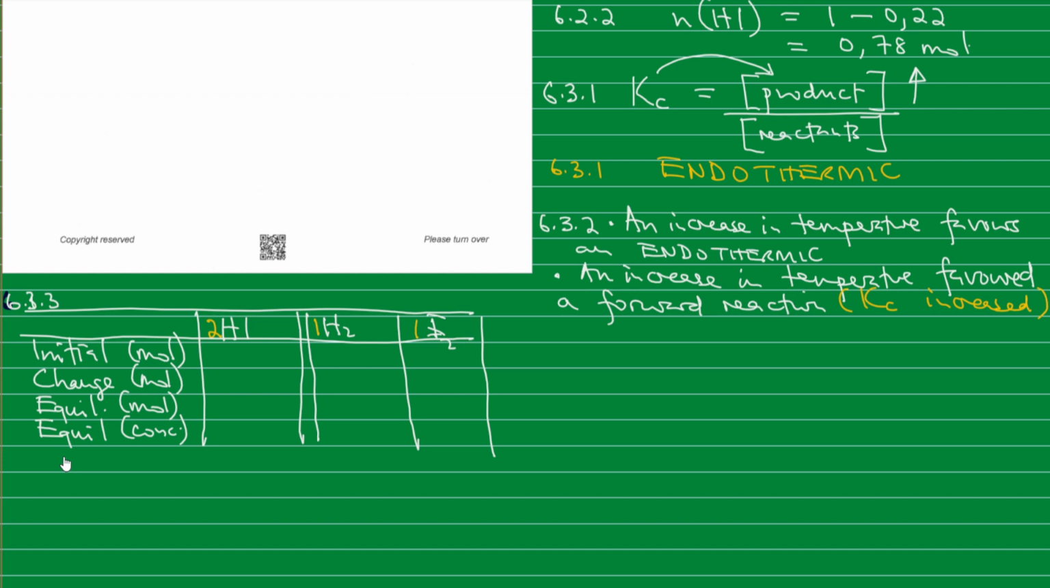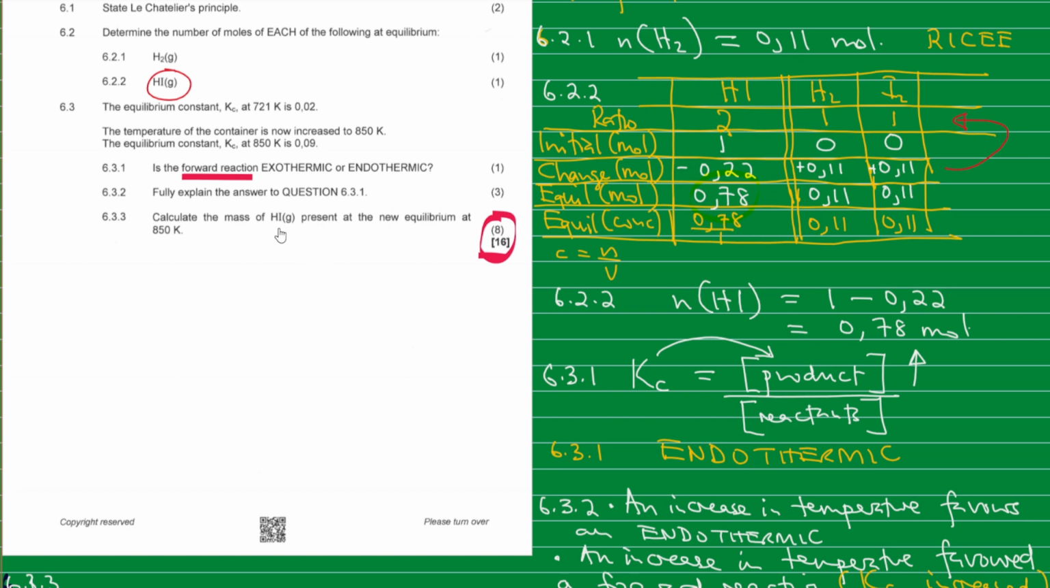Now, what do we have here? We are given that this is a new equilibrium, so we have to calculate the mass of HI at the new equilibrium. The table that we drew up here was for the first equilibrium. Initially we had 1 mole, then we reacted, and at equilibrium we have got 0.7778 and 0.011.